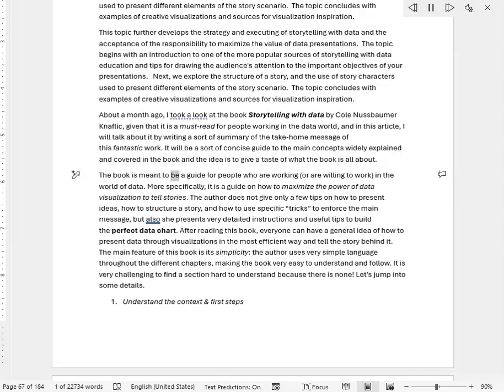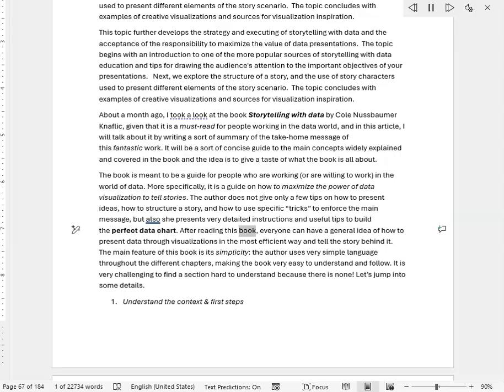The book is meant to be a guide for people who are working or are willing to work in the world of data. More specifically, it is a guide on how to maximize the power of data visualization to tell stories. The author does not give only a few tips on how to present ideas, how to structure a story, and how to use specific tricks to enforce the main message, but also she presents very detailed instructions and useful tips to build the perfect data chart.